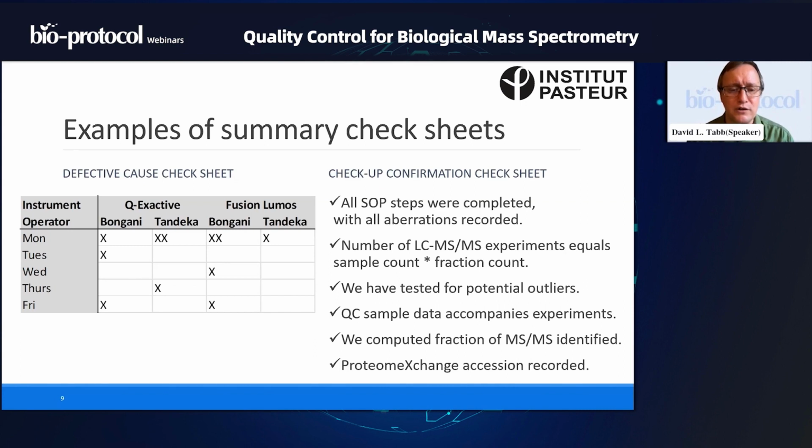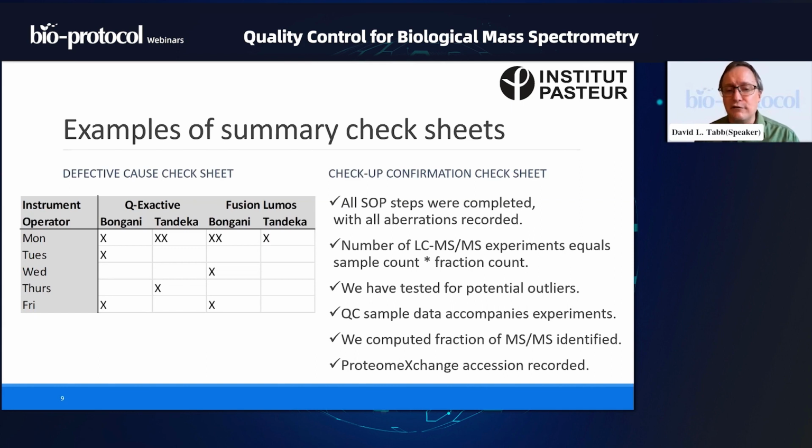There are 3 errors for Bongani underneath Q exactive, and there are 4 errors for Bongani under the Fusion Lumos. So in total, he had 7. Tendeka, on the other hand, 1, 2, 3, 4 errors total. Okay, so we could say tentatively that Bongani had slightly more errors than did Tendeka.